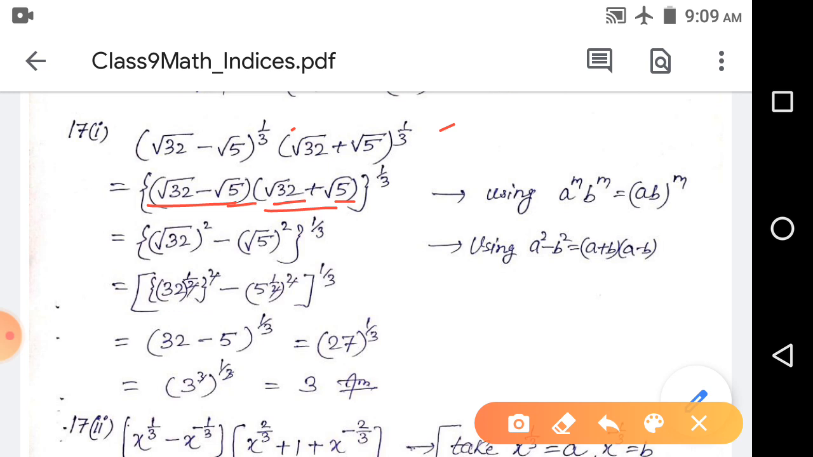So that means we can use here a plus b into a minus b as a square minus b square. So it becomes square root of 32 square minus square root of 5 square. See, square root of 32 can be taken as 32 to the power 1 by 2, and here is a square, so it becomes 32, and this square root of 5 can be written as 5 to the power 1 by 2 whole to the power 2, so powers are cancelled, so it becomes 5. So 32 minus 5 is 27, and here 1 by 3 power is left, so this 27 can be written as 3 cube, and after solving we will get 3. This is the answer.